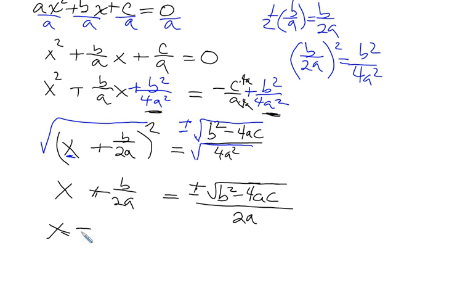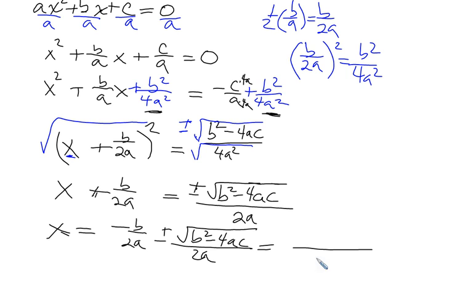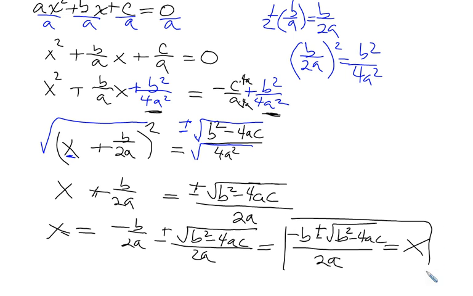And we're almost done. I'm going to move my b over 2a to the other side, so I have a negative b over 2a plus or minus square root of b squared minus 4ac all over 2a. And just to make it a little bit more compact, easier to memorize, we'll put it all over the same denominator. So we'll put the negative b plus or minus square root of b squared minus 4ac all over 2a. So I'll just move the x to the other side here. This is my quadratic formula.